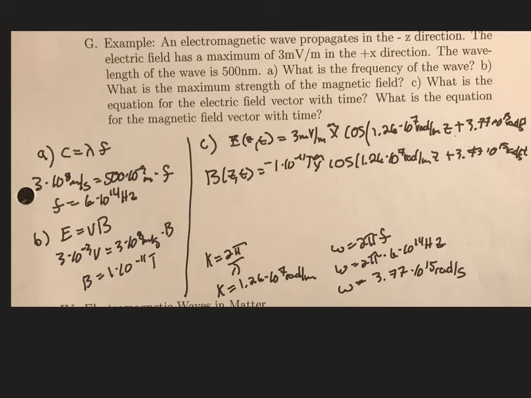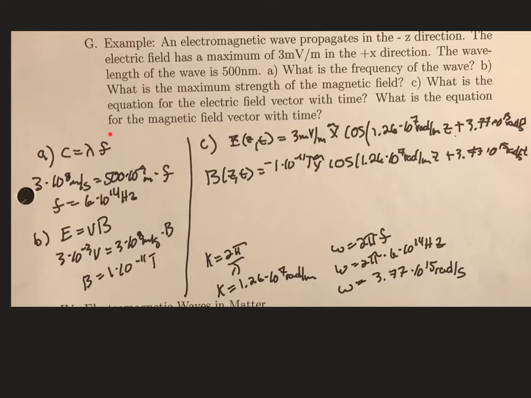So in this video we have an electromagnetic wave that propagates in the negative z direction. The electric field has a maximum of this, and it's in the positive x direction. And the wavelength is 500 nanometers. So we want to know first what the frequency of the wave is.